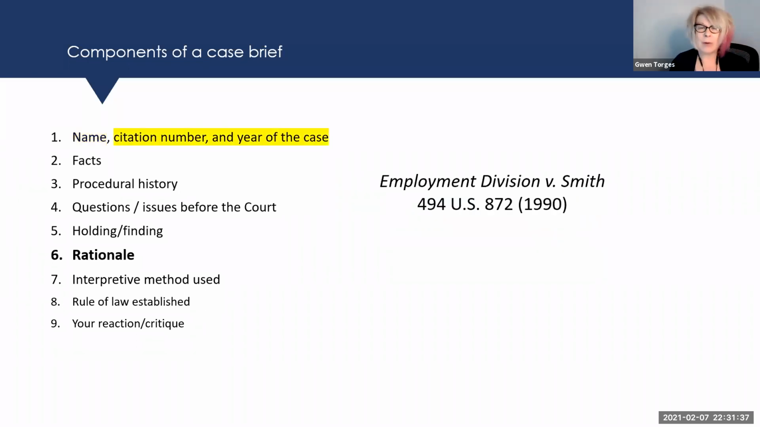Then the other part of the citation is this number here, and this is how a case would be located. It's a little bit of a dated method because we based this citation method on books. So yeah, I know, it's crazy.